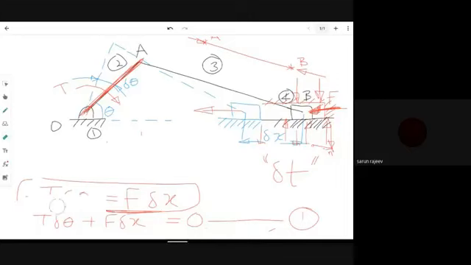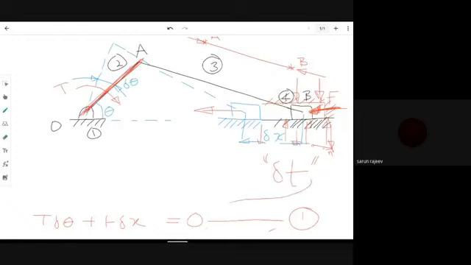Now, the displacements, even though they are virtual, are considered to be occurring over a time interval of delta t. Hence, if you apply this time interval to this equation, we can write it as T into delta theta over delta t, that is d theta by dt, plus F into dx by dt, because delta x and delta theta are occurring over a time interval of delta t. So this can be taken as 0.